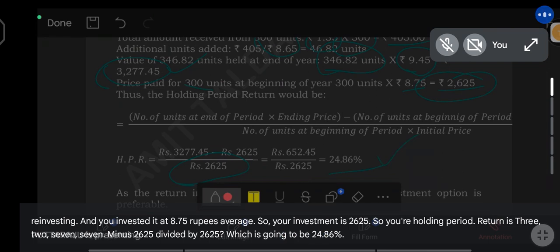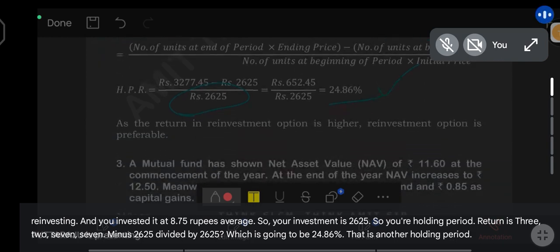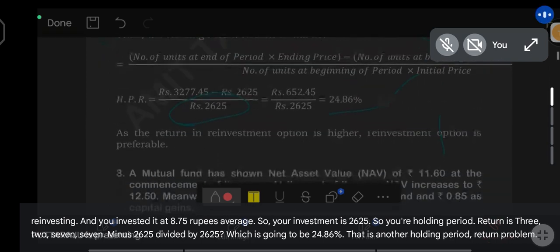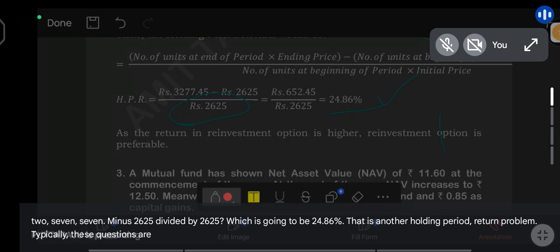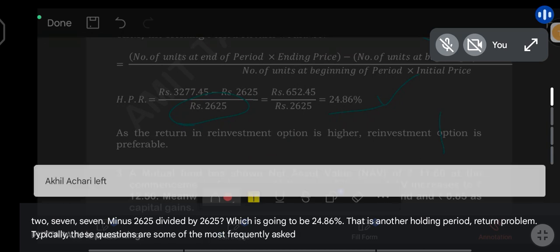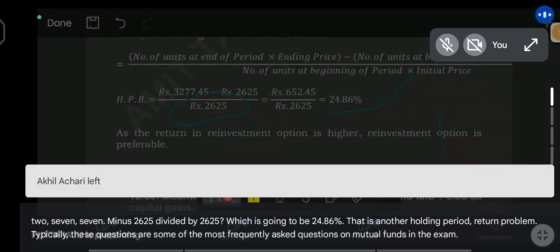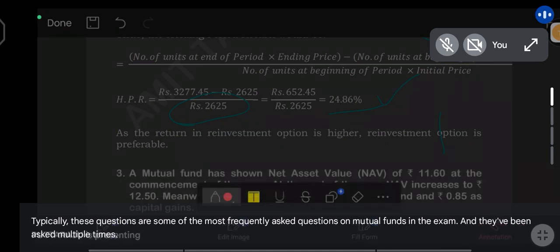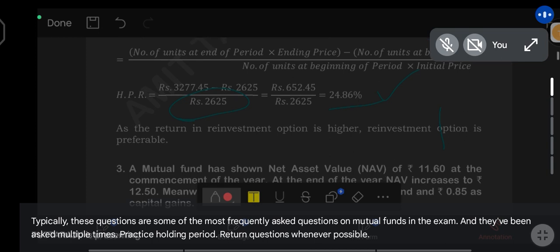That is another holding period return problem. Typically, these questions are some of the most frequently asked questions on mutual funds in the exam, and they've been asked multiple times. Do practice holding period return questions whenever possible.